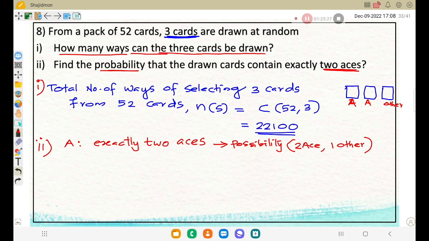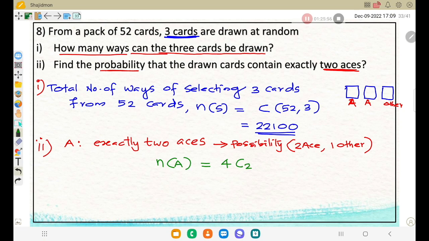Now, what is the number of elements? How many ways can we select like this? That is the question. So the number of elements of A equals how many ways we can select 2 ace cards and one other card. How many ace cards do we have in total? 4 ace cards. From 4, how many do we need to select? 2 ace cards. So how many ways can we select? 4C2 ways we can select.